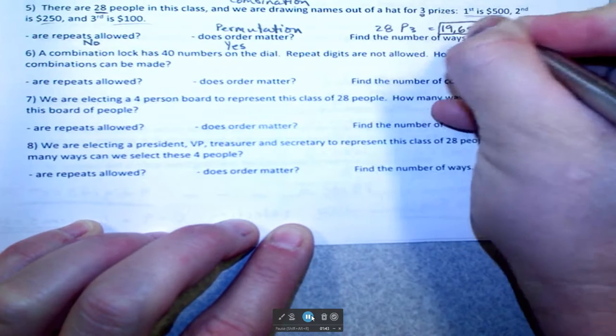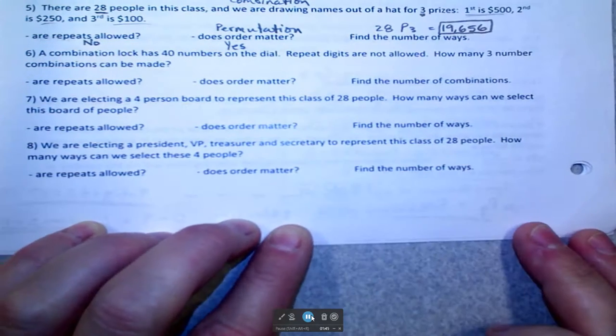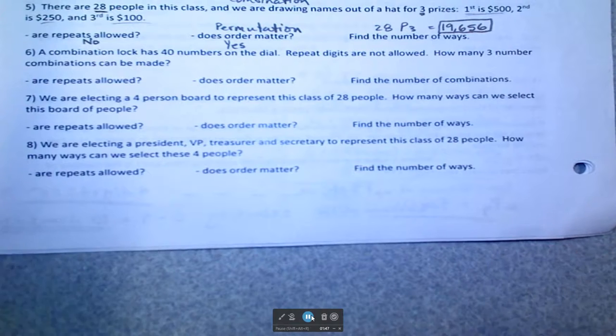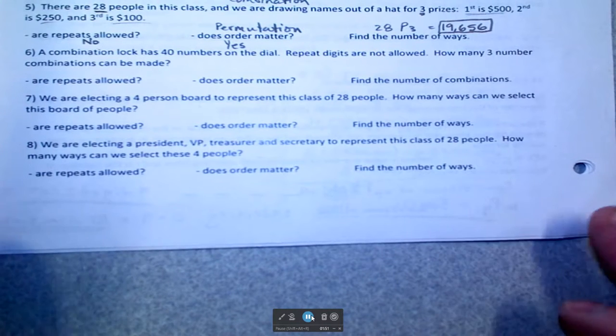19,656 different ways. And this seems very trivial, but later in this section, you'll understand why we need to do all these counting numbers, okay? Why we need to be able to count all these things.